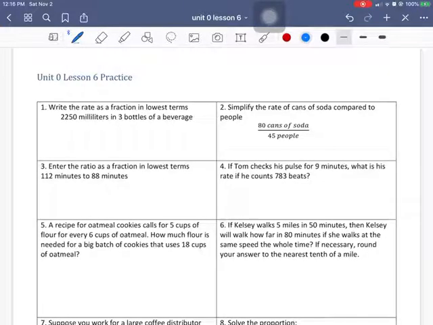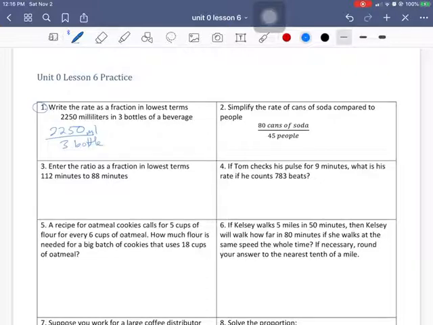Let's practice. Write a rate as a fraction in lowest terms. So 2250, and that's mLs and 3 bottles.